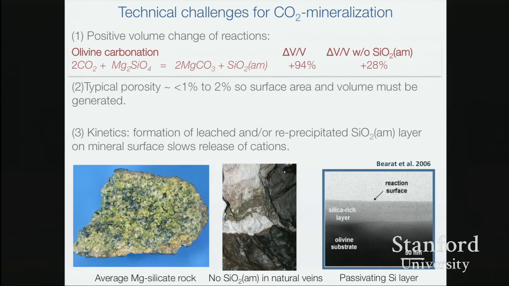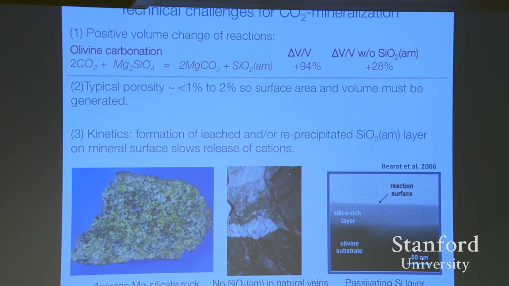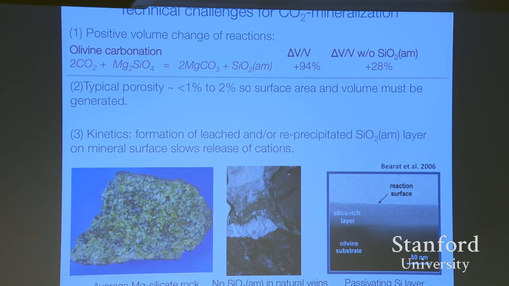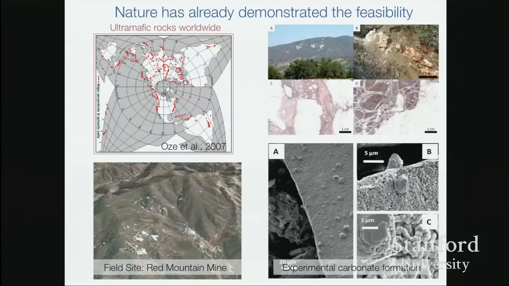And we've been studying a natural example of this in California. I forgot to put a scale on here, but this is about a 10-meter thick vein of this magnesium carbonate forming in a rock. And this is a picture of what happens at the mineral surface. So this is the olivine, this is 50 nanometers. This is the silica-rich layer, basically this part of the reaction forming on the surface so it can passivate the surface. So these are the technical challenges.